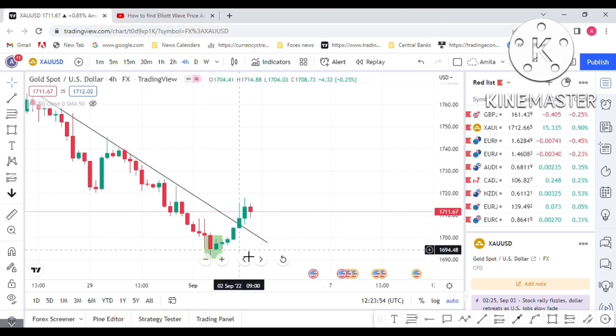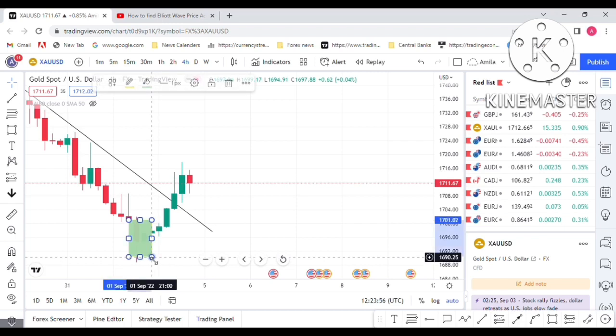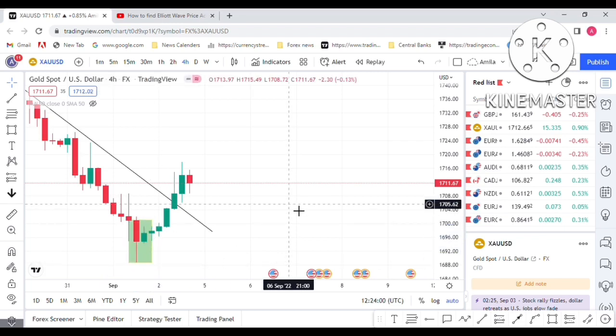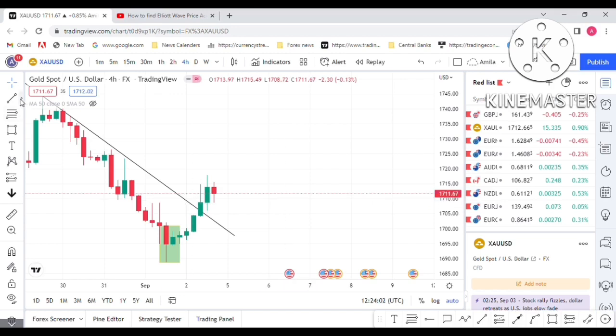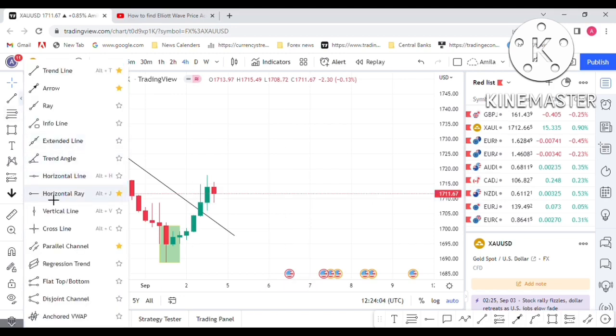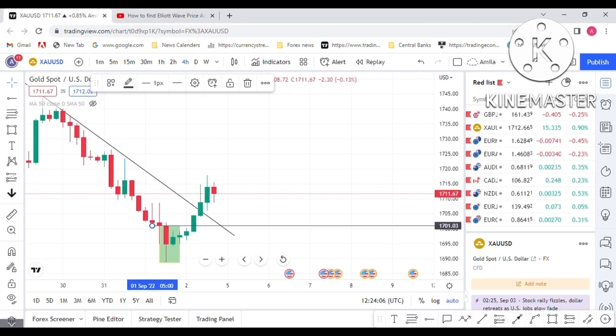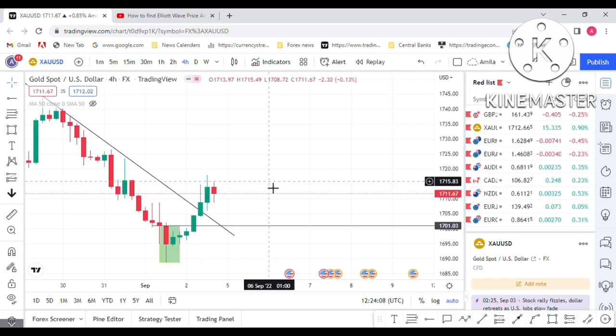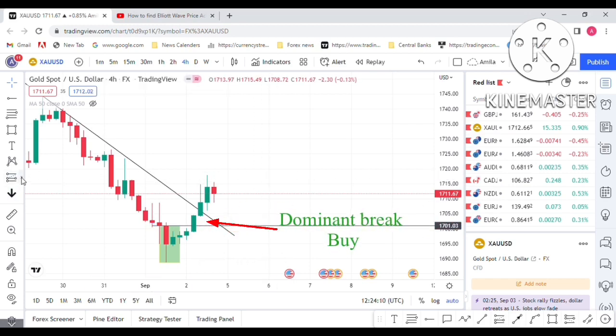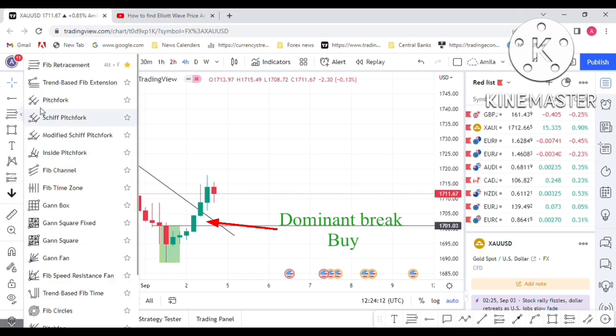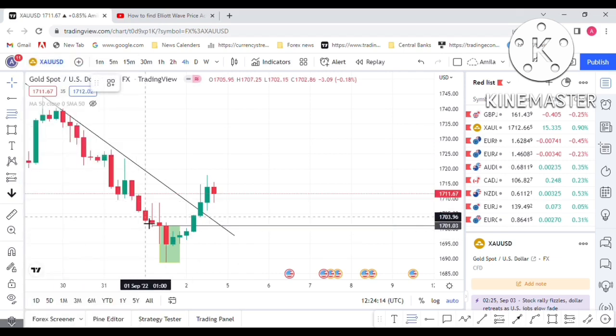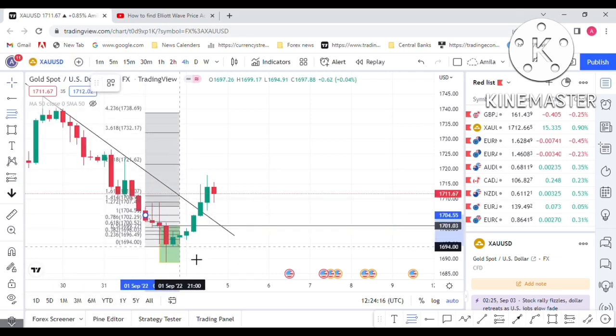Below, a bearish candle breaks with bullish candles. Buy candles, there's a dominant break buy, we call this. Okay, so let's mark the break candle, and we can use the Fibonacci tool to make our levels.